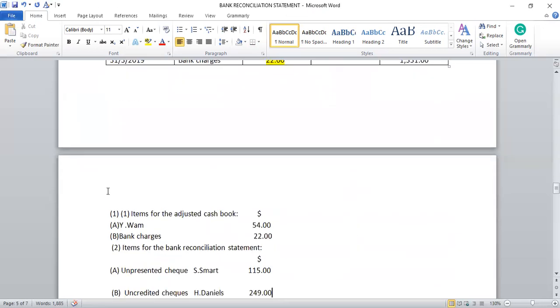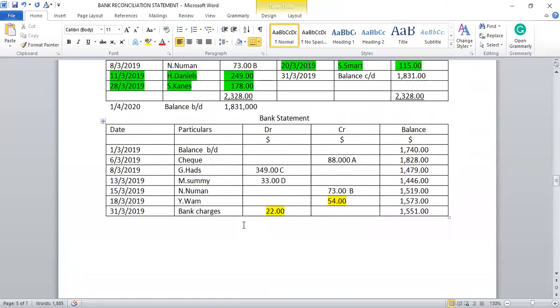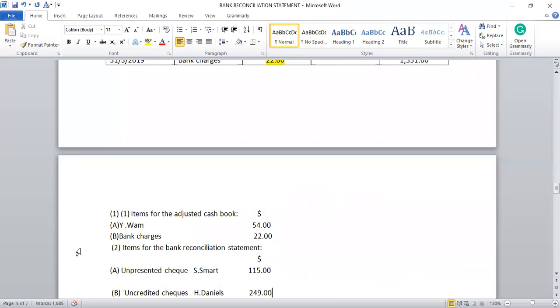Now, when we come here, I say one, the items for the adjusted cash. All these ones, they are what? I said in the previous video that any item that is in the bank statement, but it is not in the cash book, it is going toward the adjusted cash book. That's why I painted it yellow. So all these items, these two items, the 54, A1, $54.